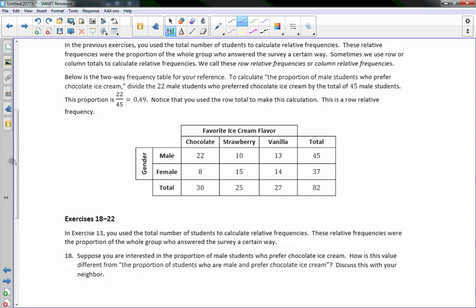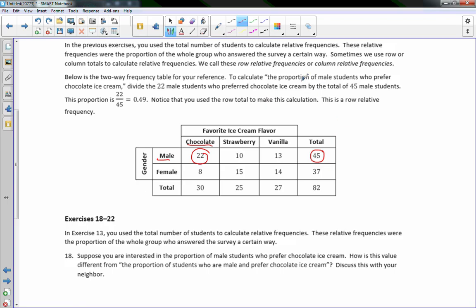Sometimes we use row or column totals to calculate relative frequencies. We call these row relative frequencies or column relative frequencies. Below is the two-way frequency table for your reference. To calculate the proportion of male students who prefer chocolate ice cream, divide the 22 males who preferred chocolate, right at this intersect, by the total 45 males, not the total students.